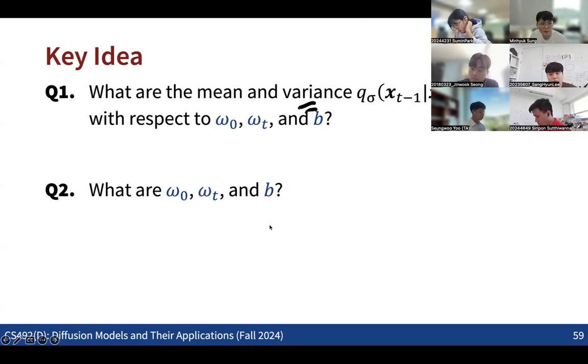I'll give you 10 minutes to try to solve this problem. If you haven't downloaded the slides yet, I recommend downloading the slides and checking out these two key hints in the previous slide.